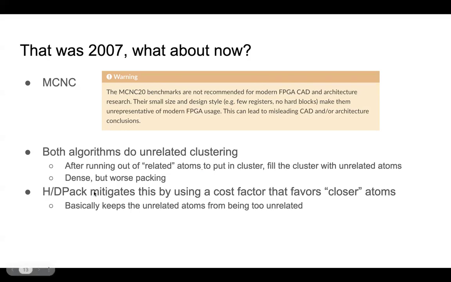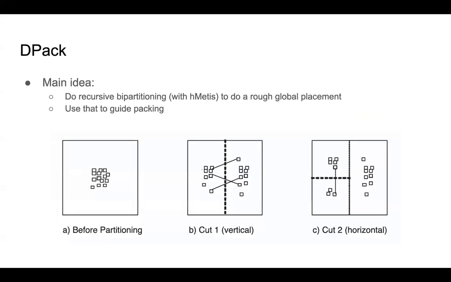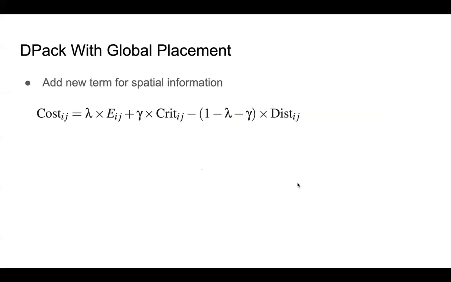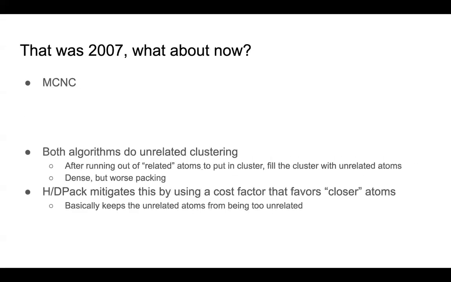HDPAC and DPAC mitigate this by using a cost factor that favors closer atoms. So if we get back to the cost function here, you essentially subtract the distance between two atoms. If you have two atoms that are really far away from each other, you essentially don't pack them together. Well, you do, but it's very heavily penalized. So that final bullet basically keeps the unrelated atoms from being too unrelated, in a sense.